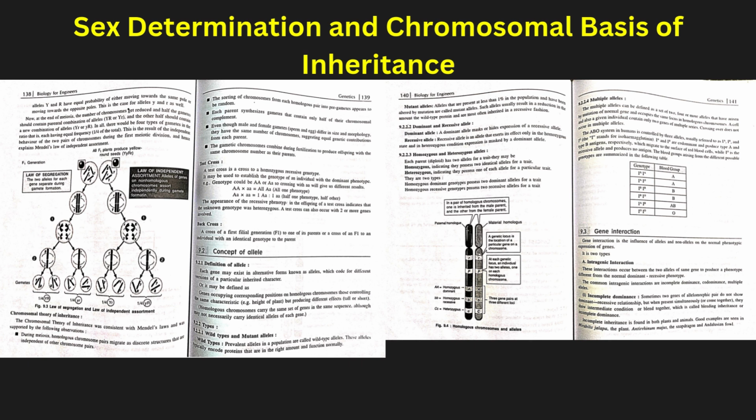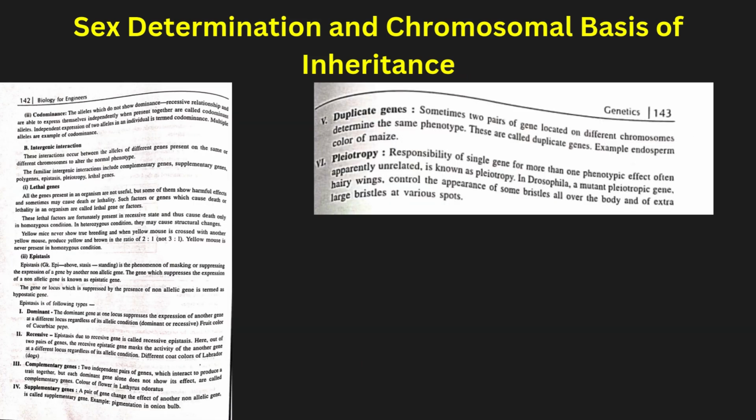So now, sex determination and the chromosomal basis of inheritance. Sex determination is controlled by the sex chromosomes, XX for females and XY for males in humans. The Y chromosome carries the SRY gene, which triggers male development. Some organisms have different mechanisms, such as ZW determination in birds and haplodiploidy in bees. The chromosomal basis of inheritance explains how genes are linked to specific chromosomes and how crossing over during meiosis increases genetic variation. This knowledge is used in genetic counseling, reproductive health and evolutionary studies.